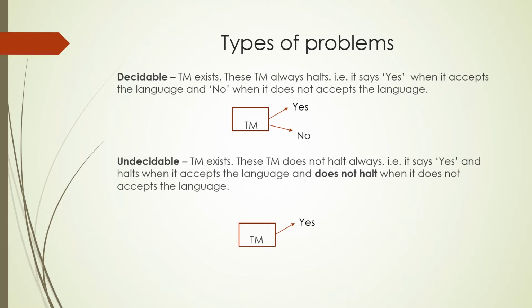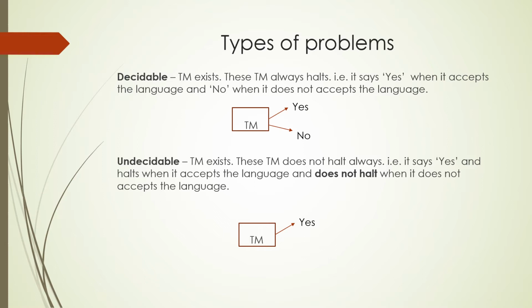So independent of the acceptance, the Turing machine halts. Whether it is going to accept the given input string or not, whatever the case may be, the Turing machine always halts. Those types of problems we call decidable problems. So in case of a decidable problem, the Turing machine produces the output yes or no. If it can accept, it says yes. If it could not, it says no.